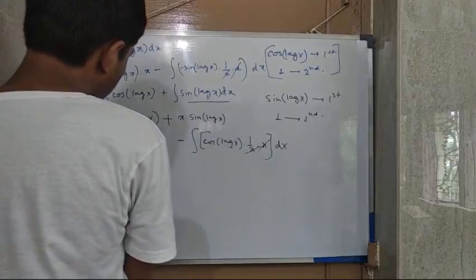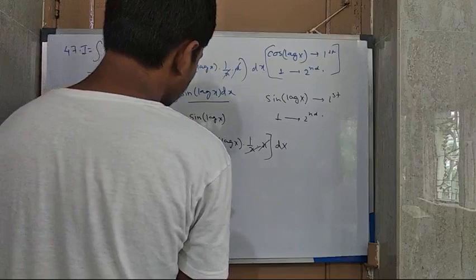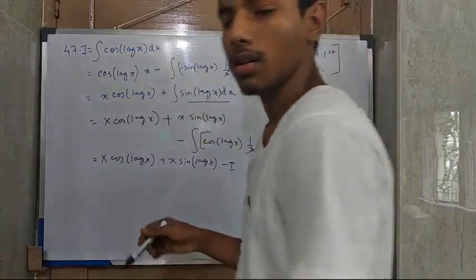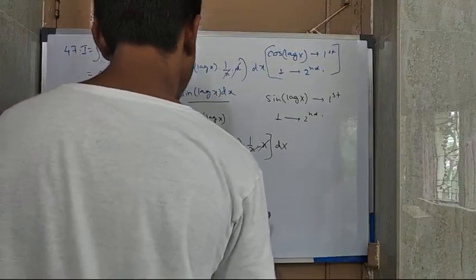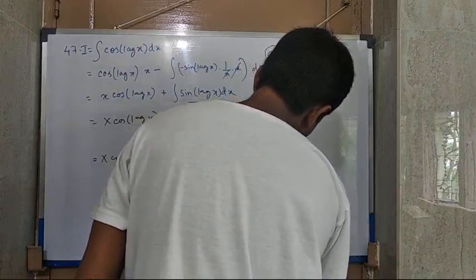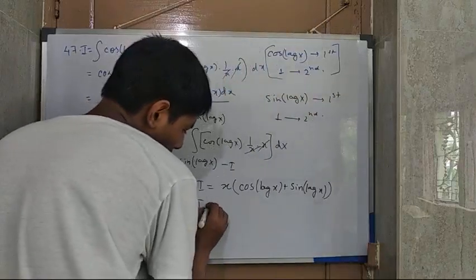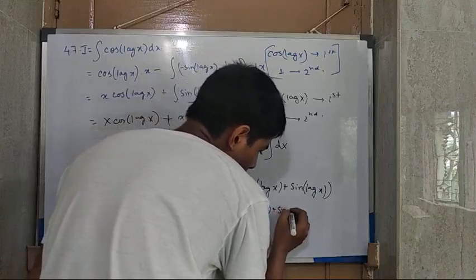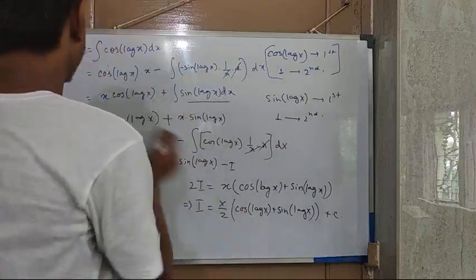So we can write it as x cos of log x plus x sine of log x minus I. So from this and this, we can just call 2I is equal to x, let's take common x, times cos of log x plus sine of log x, which implies I is equal to x by 2 times cos of log x plus sine of log x plus c. So this is our answer for the 47th question.